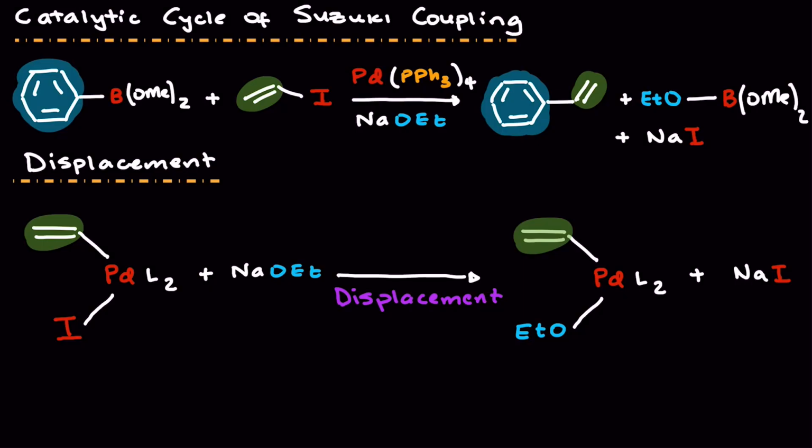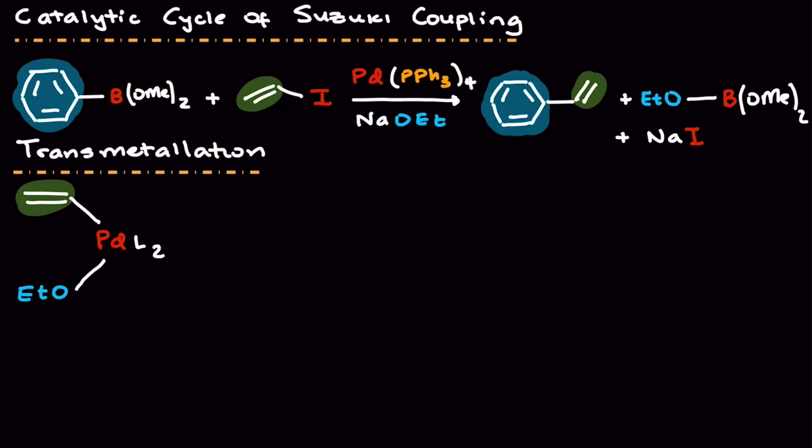Please note that sodium is a counterion. It doesn't really form strong covalent type bonds. This is really just an ionic interaction that stabilizes the iodide that is in the flask. Hence why it's called a displacement. And now once the palladium 2 species has undergone displacement, it's now essentially primed for transmetallation. And we're going to see why this species is particularly good at transmetallating with our organoboron compound.